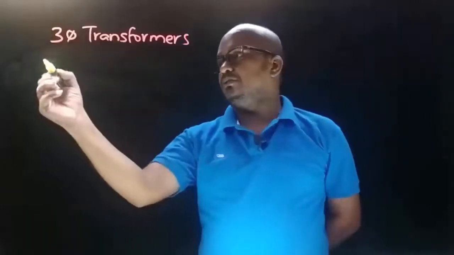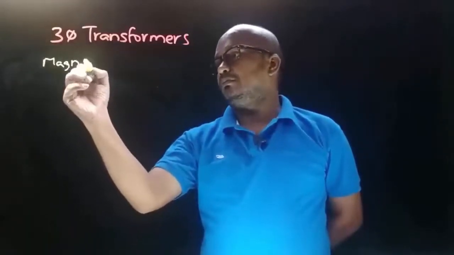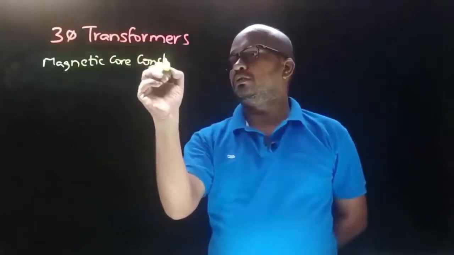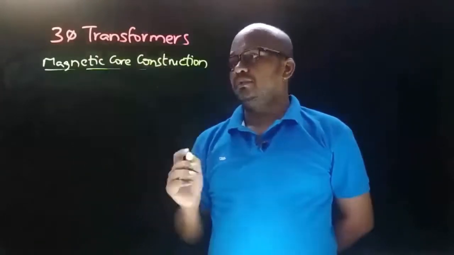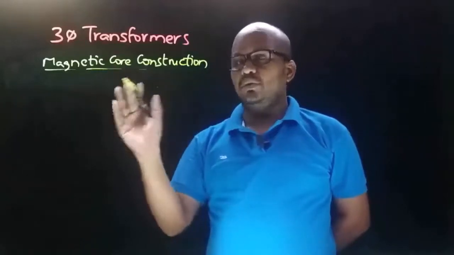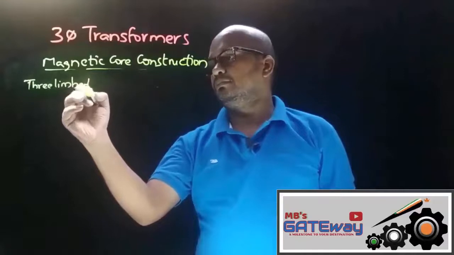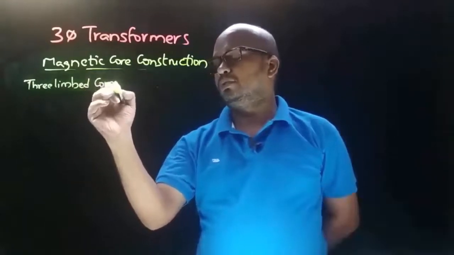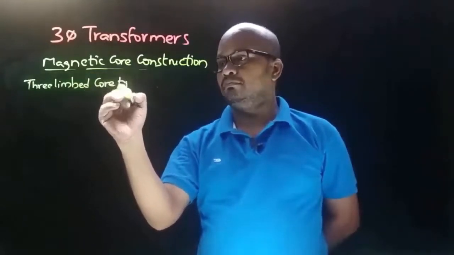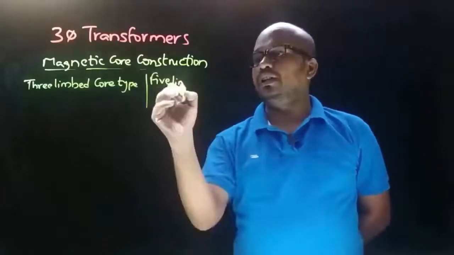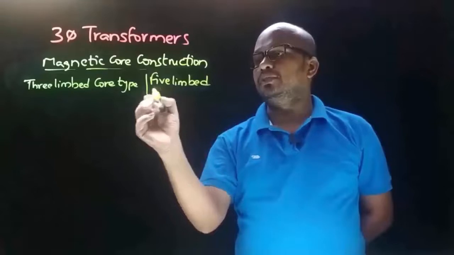And now coming to magnetic core construction. The types of three-phase magnetic core constructions are three-limbed core type construction and five-limbed shell type construction.